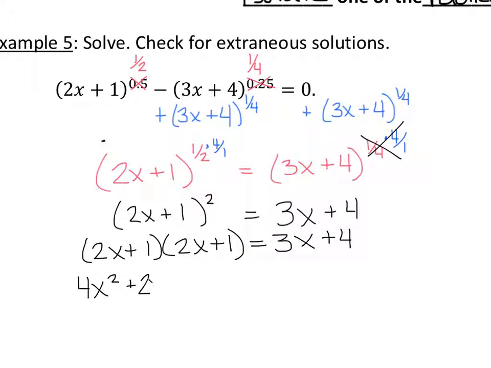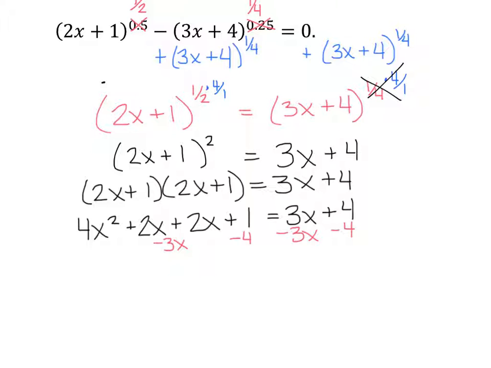Plus 2x plus 2x plus 1. First, outside, inside, last. So let's get it all on one side. I'm going to subtract 3x and subtract 4. Let's see what we get here. 4x squared. Okay, 2x plus 2x minus 3x. It's 4 minus 3, so just an x. And then minus 3 equals 0.